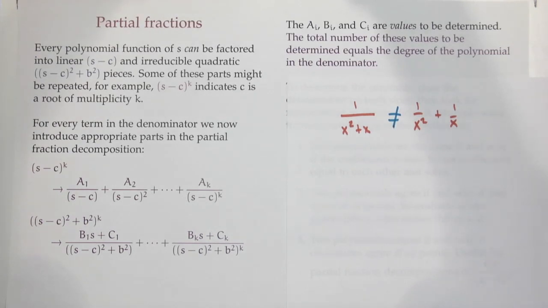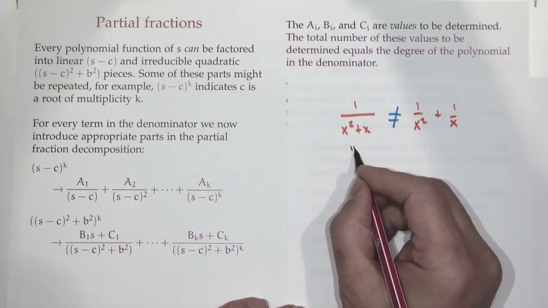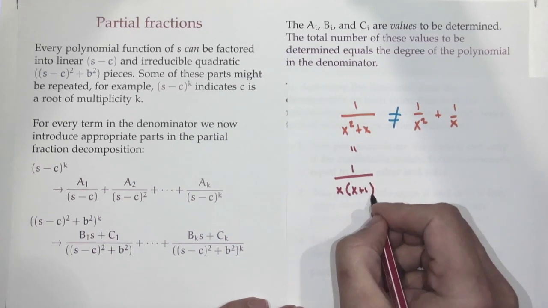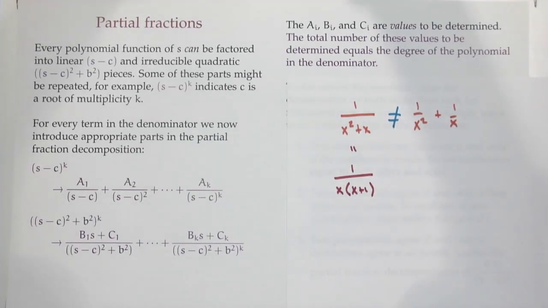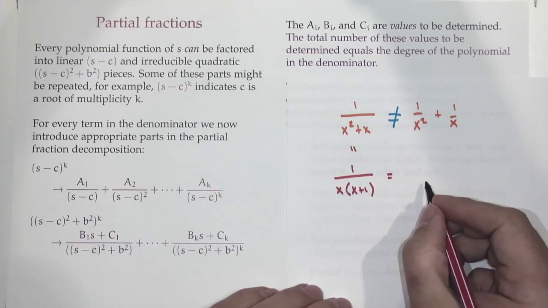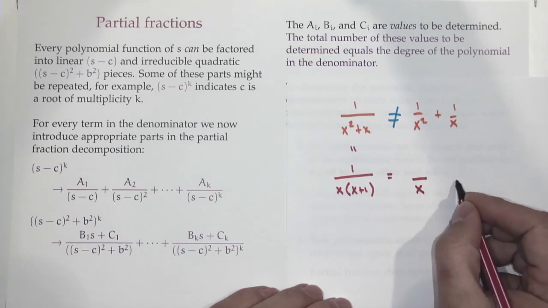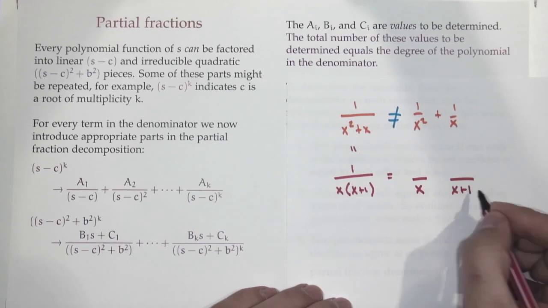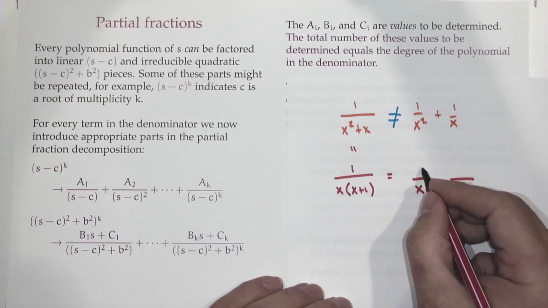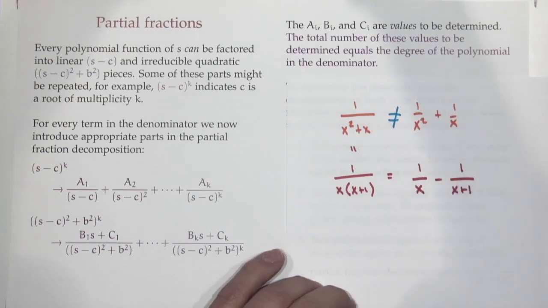So you might say, well, if you can't do this, what can you do? How do you simplify this? Well, the right way to go is to say this is really 1 over x times x plus 1, because x squared plus x you can factor fairly nicely. And it is the case that this can be written as a combination, as something over x and something over x plus 1. And then, of course, the hard part is to figure out what goes where. Well, in this case, it turns out it's equal to that.